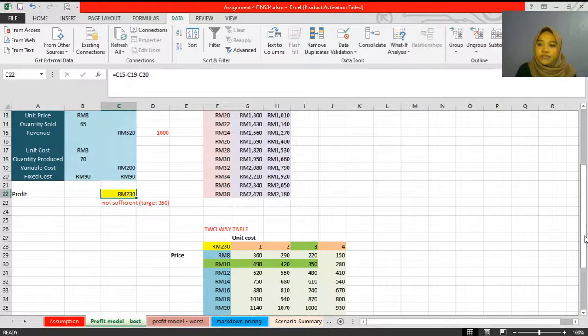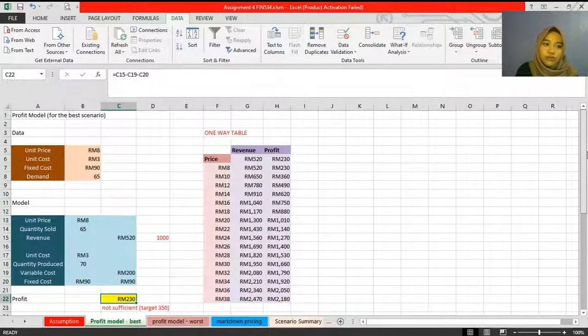Next we move on to my profit model for my best scenario. Under the data, I have unit price 8 ringgit, unit cost 3 ringgit, fixed cost 90 ringgit, and my demand is 65 units.